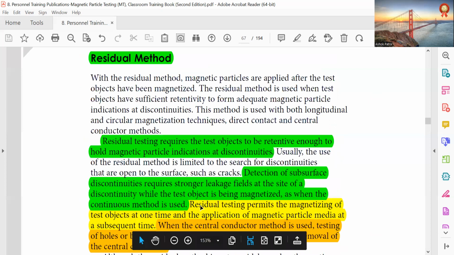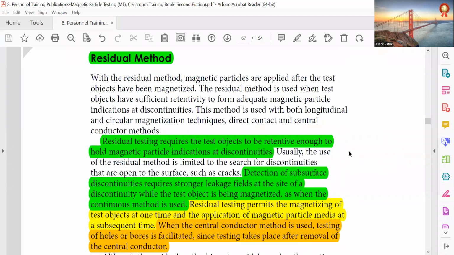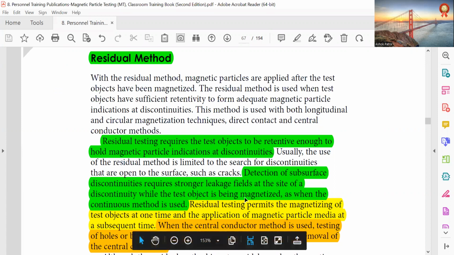indication. Residual method. Residual testing requires the test object to be retentive enough to hold the magnetic particle indication at discontinuities. Detection of surface discontinuities requires a stronger leakage field at the site of a discontinuity while the test object is being magnetized, as when the continuous method is used.